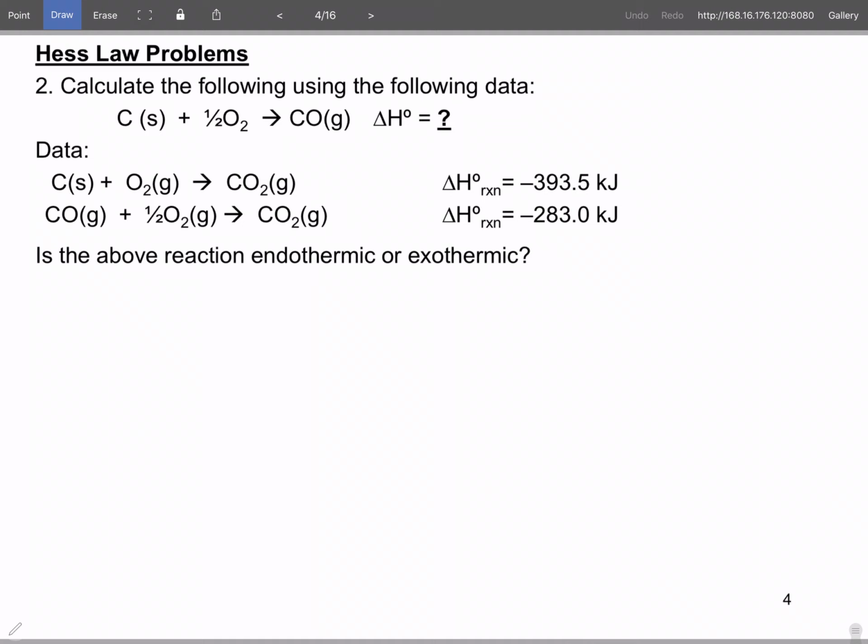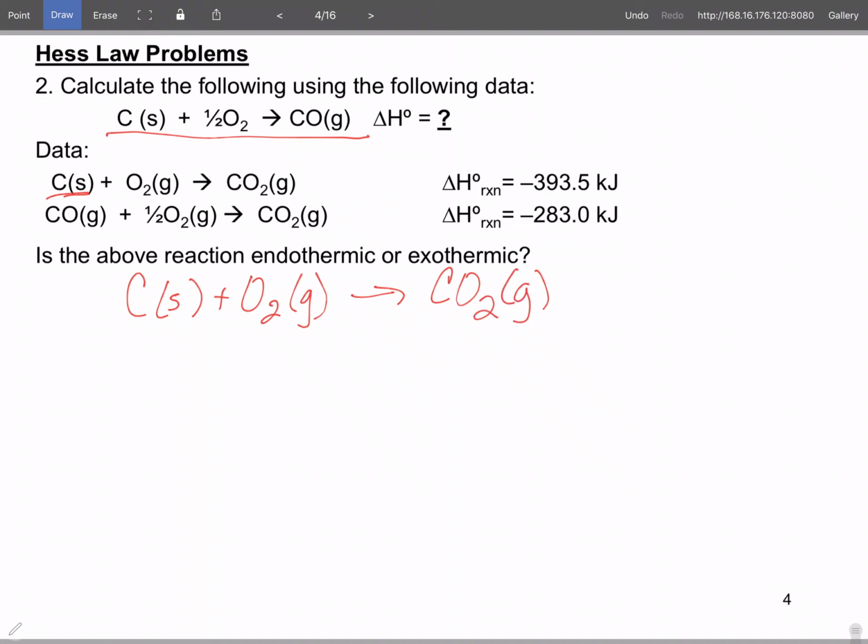Calculate the following using the following data. So again, this is where we're aiming for. So our first equation has the carbon plus the O2 gas. Okay, I'm writing states on this one. CO2 gas. All right, it's on the reactant side as 1. So basically, we're not doing anything with it. We're going to multiply it basically by 1 or nothing. Write it as is, whichever one floats your boat.